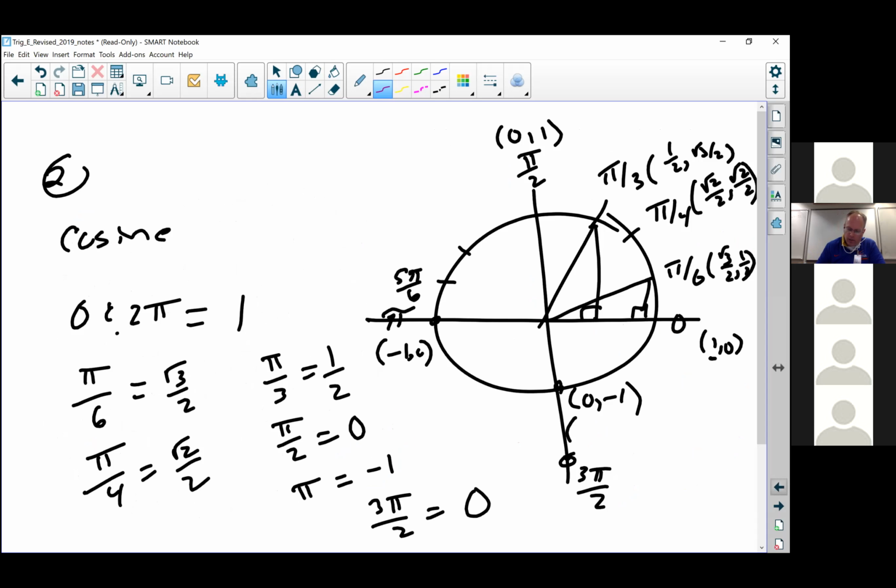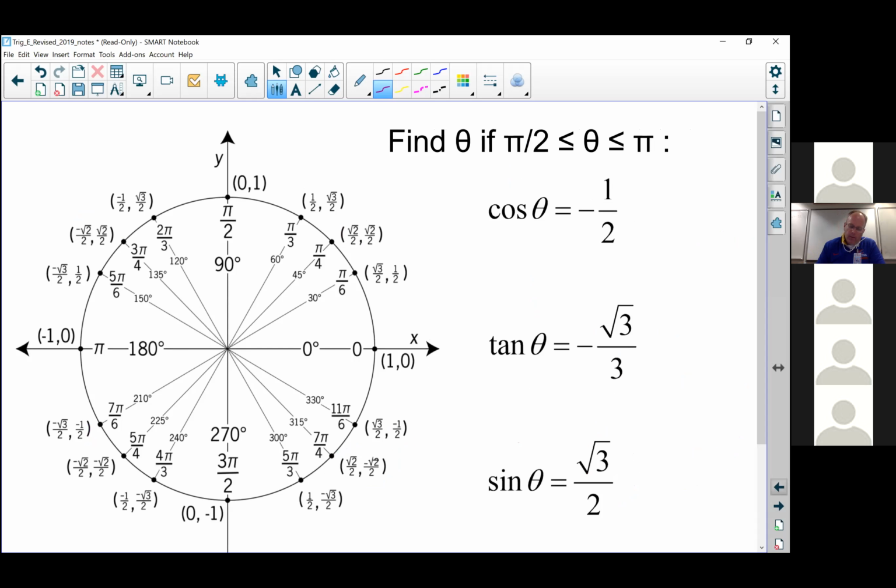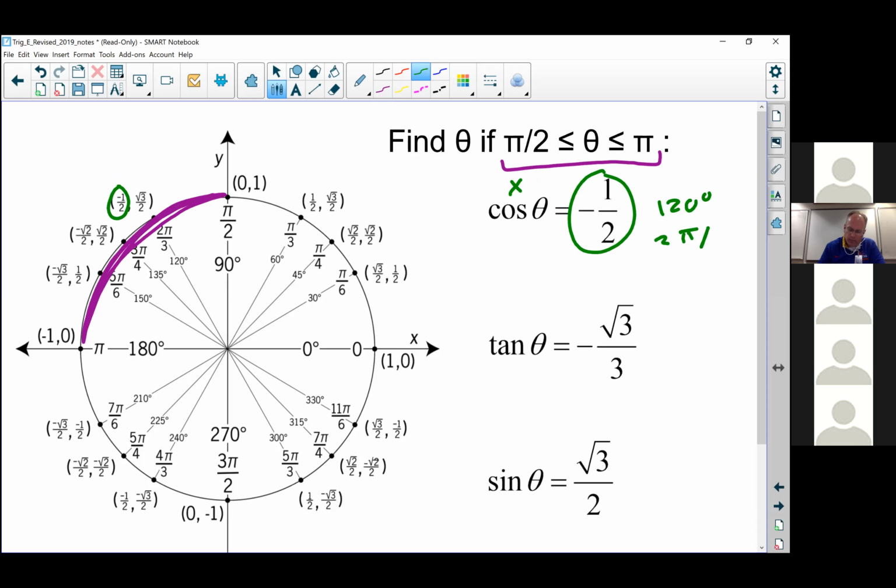Okay, last slide. Find theta if we're talking between pi halves and pi. So we're talking about here. This is the region that we're worried about. So I want to know cosine, which is an x value. Which one has a cosine, an x value there? And that would be 120 degrees, which is 2 pi over 3.